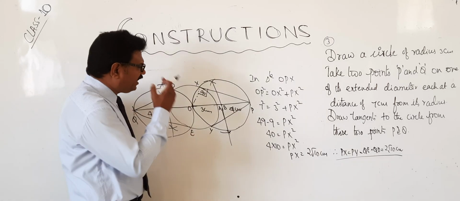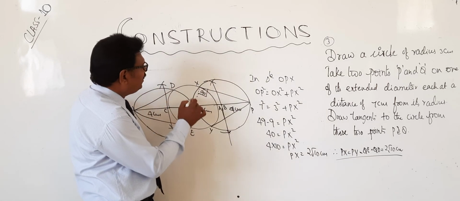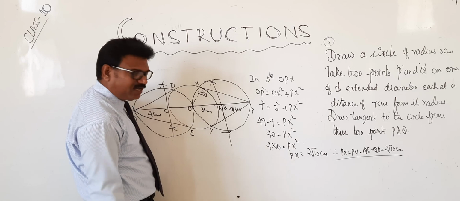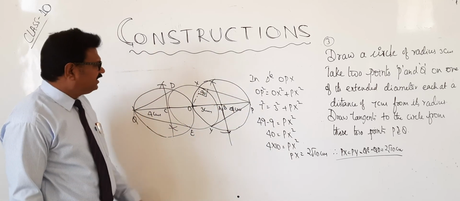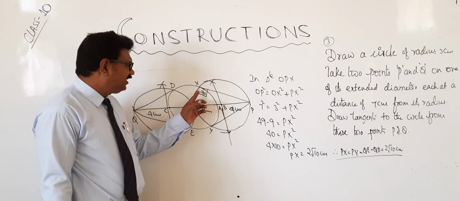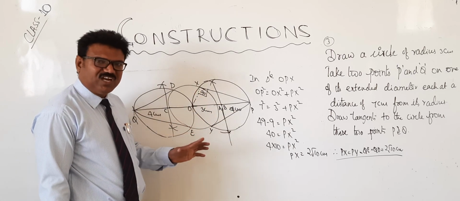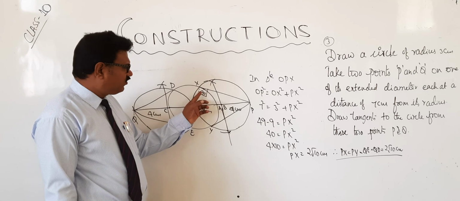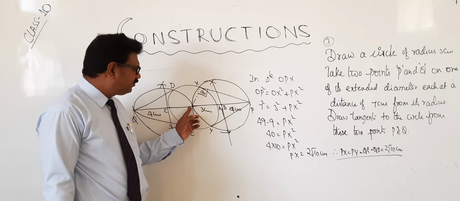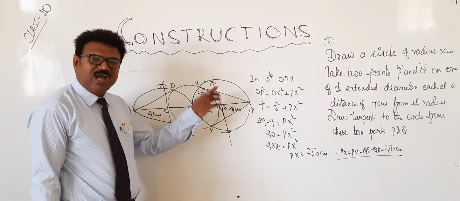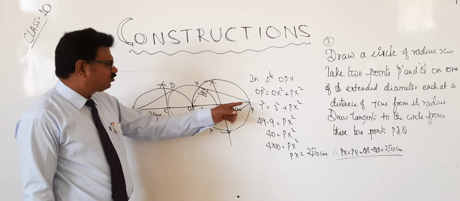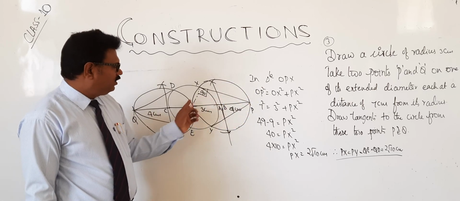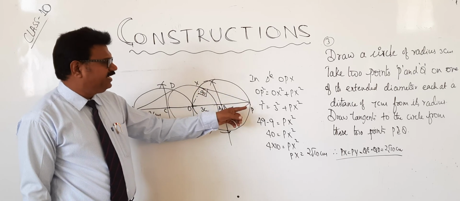This is the verification. Take this triangle. OXP is a triangle which is a right angle, because we always know that the tangent drawn to the radius of the circle is always 90 degrees. It is 90 degrees, which means automatically OP will be the hypotenuse. Therefore we can use Pythagoras theorem: OP square equal to OX square plus PX square.